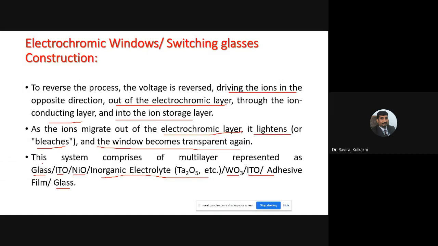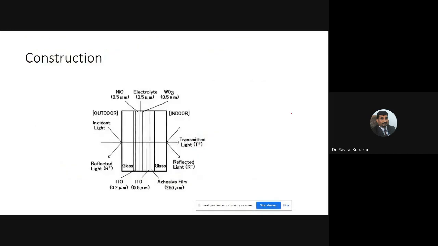So, glass on both sides, coated inside with a conducting material, a thin layer of ITO, indium doped tin oxide. Nickel oxide as anode, tungsten oxide as cathode, and an inorganic electrolyte. Tantalum oxide is used as the inorganic electrolyte. So this is the construction. It's not a big deal.